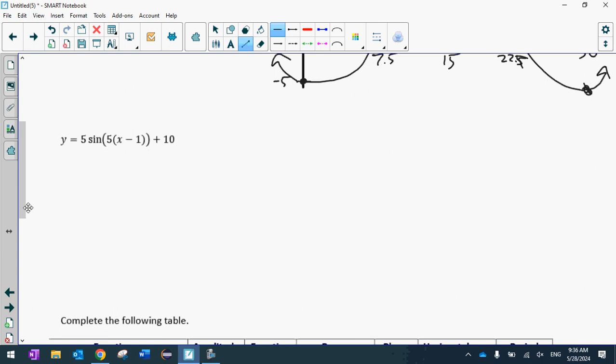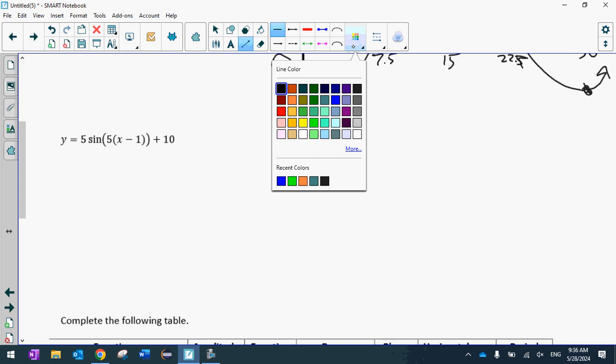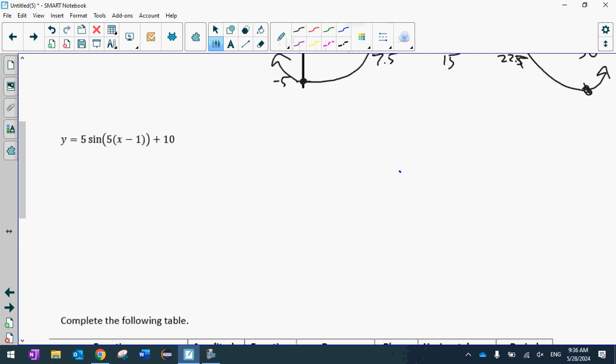So we got a sine. All right, tell me what you know about this graph. Give me anything. Start with something easy if you want. Yeah. Amplitude's 5, absolutely. What else? Midline is at y equals 10. Yep. Yep.